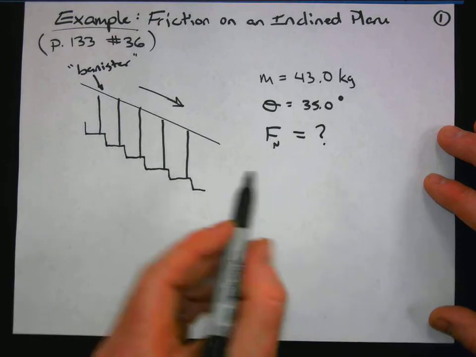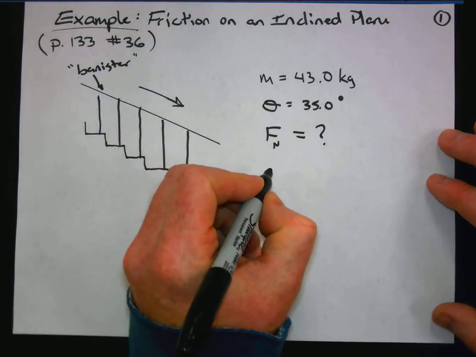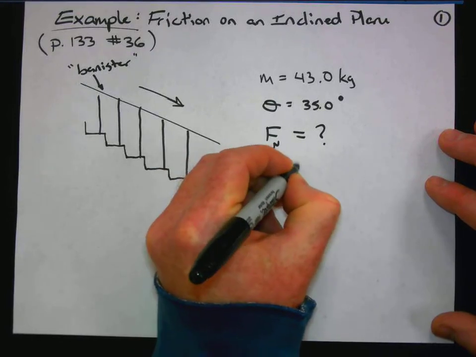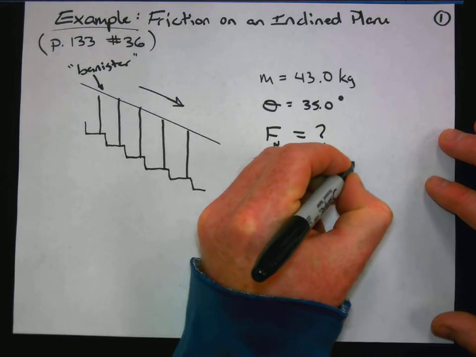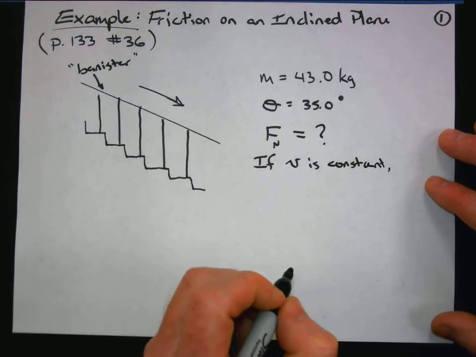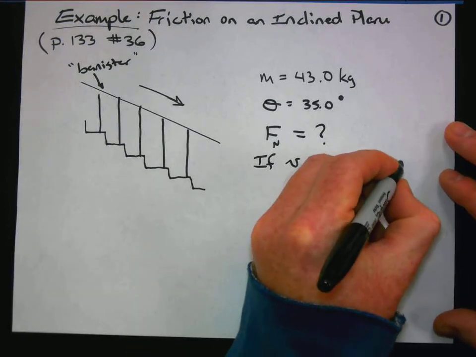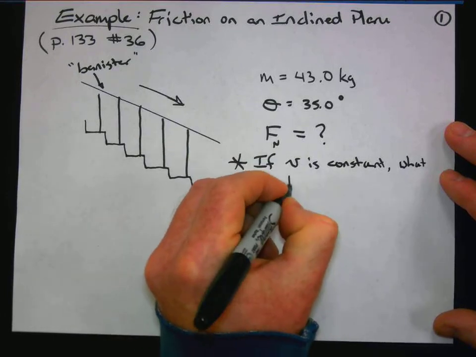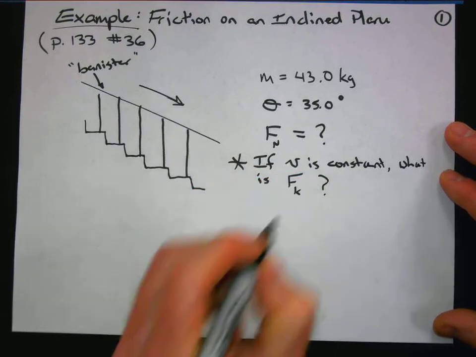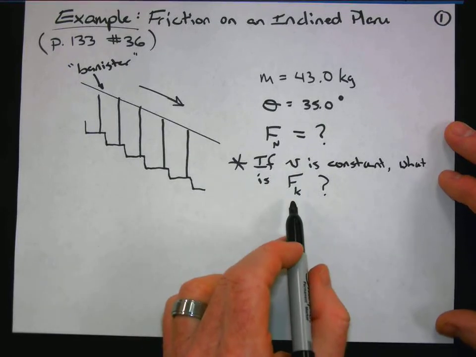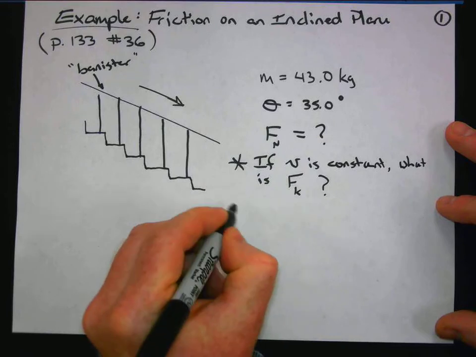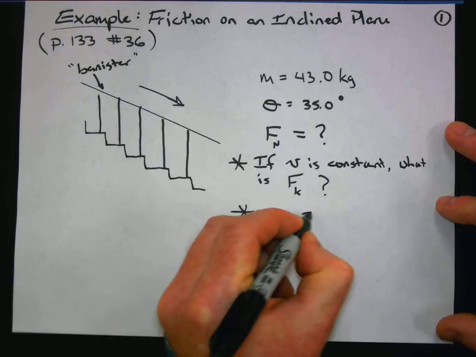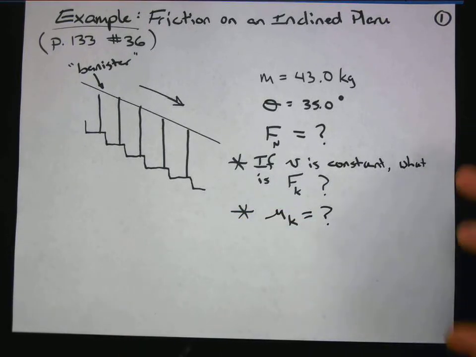I'm also going to look at a couple other questions. I'm going to ask, what if Fernando slides at a constant velocity? If velocity is constant, then I want to know what is the force of kinetic friction between Fernando and the banister. What is the force of kinetic friction acting on Fernando as he slides? I also want to ask, what is the coefficient of kinetic friction for this situation?